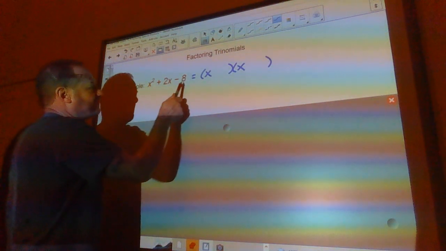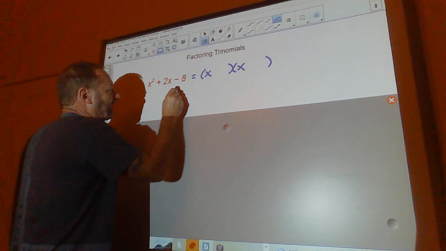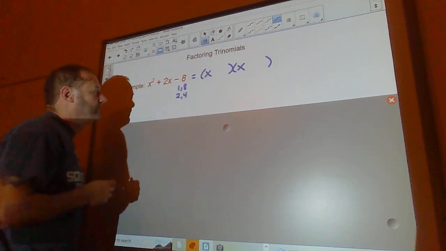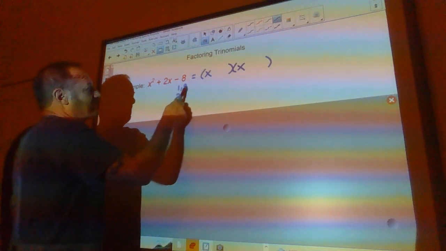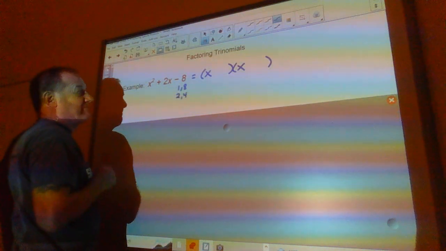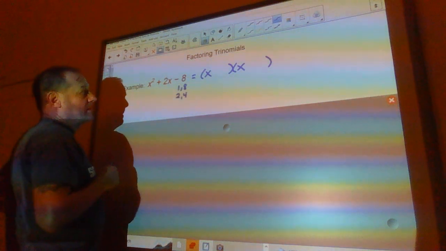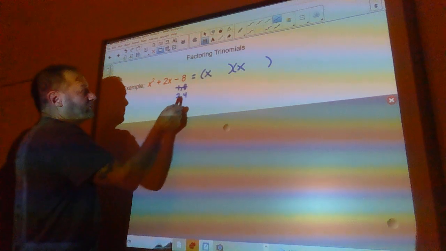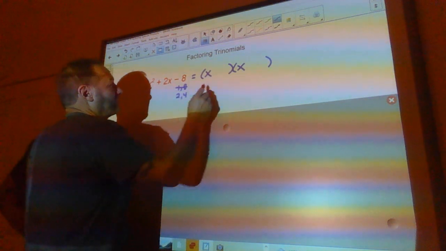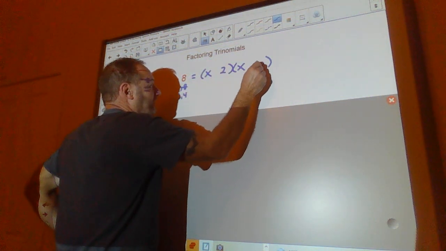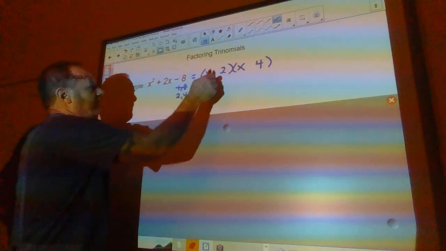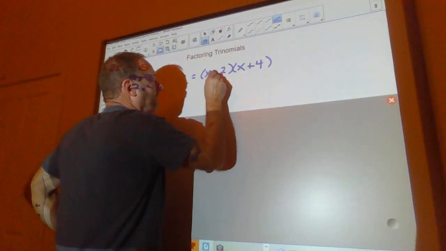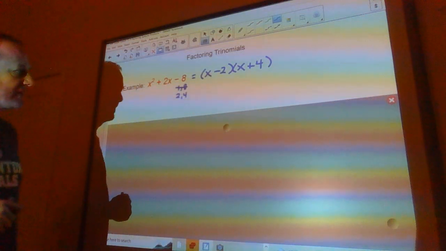Now, I need the factors of 8 that will make 2. So my factors of 8 are 1 and 8, and they're 2 and 4. Okay? So 1 and 8 I can make 9, and I can make 7. So that's not going to be it, so we can cross that one out. And then 2 and 4 I can make 2, or I can make 6. Well, I want the 2, so I'm going to put the 2 here and the 4 there. It doesn't matter if I put the 4 here and the 2 there. Okay, but I want a positive 2, so it's going to be plus 4 and minus 2. And I've now factored that.